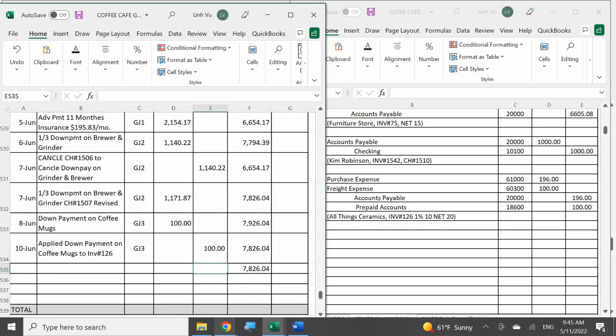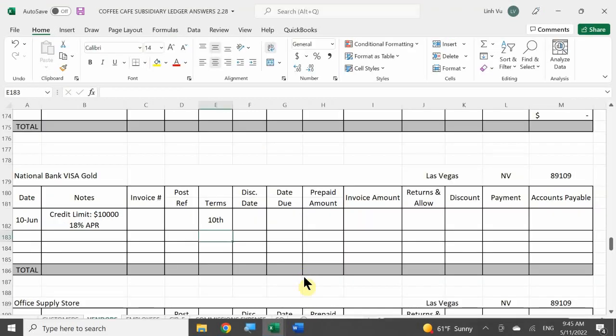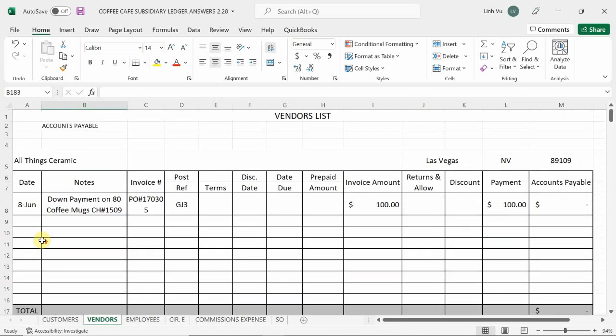Okay? Because now I'm redeeming the amount that I paid for in advance, which applied to my invoice. So that's the journal, that's the ledger. So now I have to plug it in to my subsidiary ledger. Now in this case, we dealt with All Things Ceramics. Here they are. It's the 10 now.